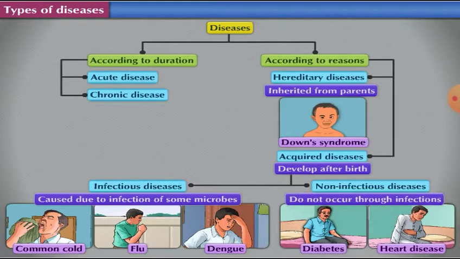In this standard, we are going to do a detailed study about the two types of acquired diseases, that is, infectious and non-infectious diseases. First, let us begin with the study of infectious diseases.